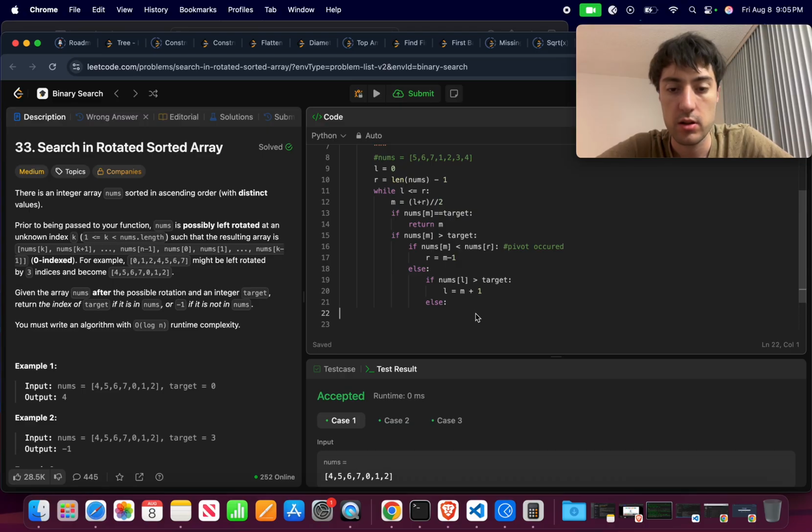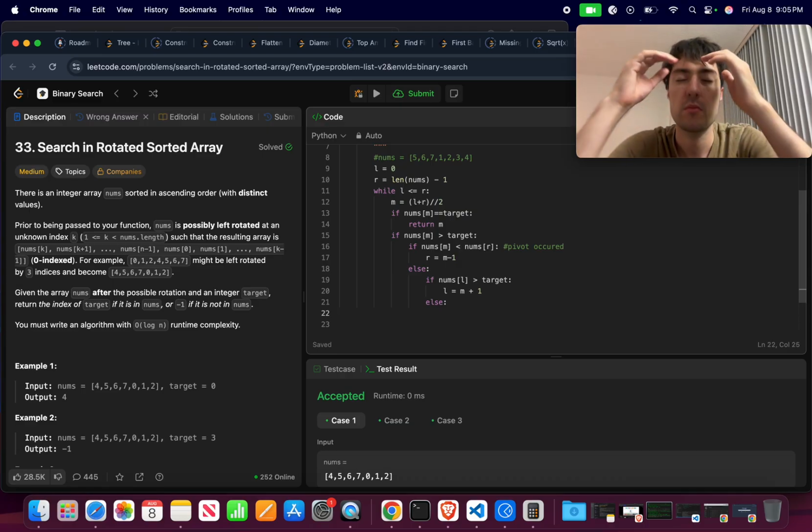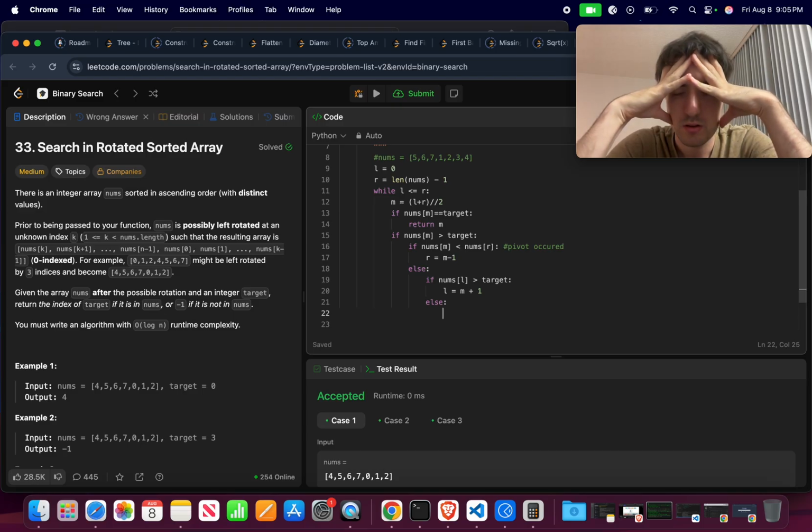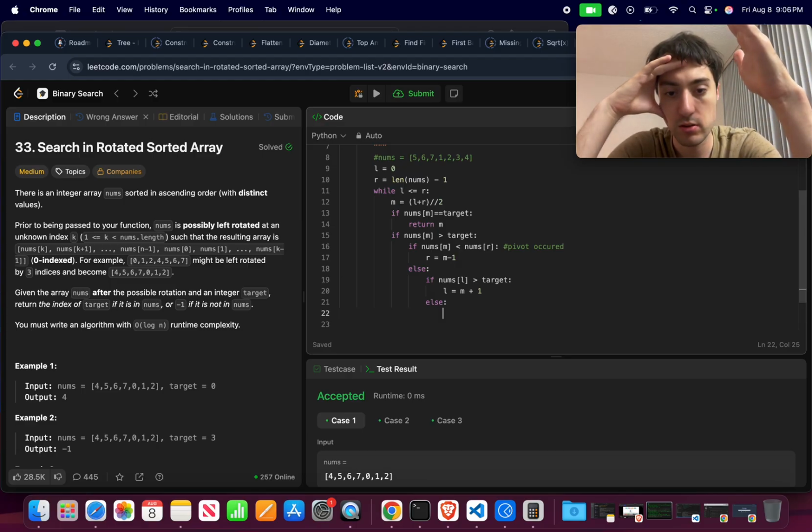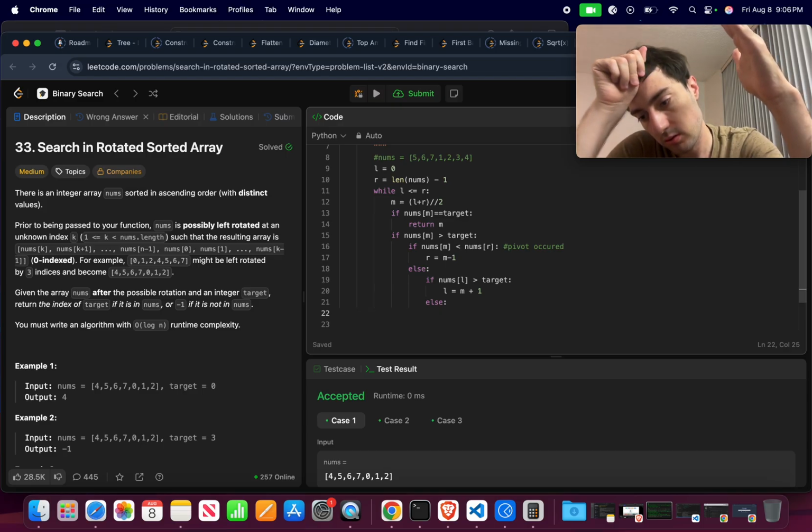Okay. Else, I know that that left-hand side is bigger than my target, and so the only other place that it could occur... so if the left-hand side is bigger than my target, that's all increasing, I can get rid of it and keep my right-hand side.